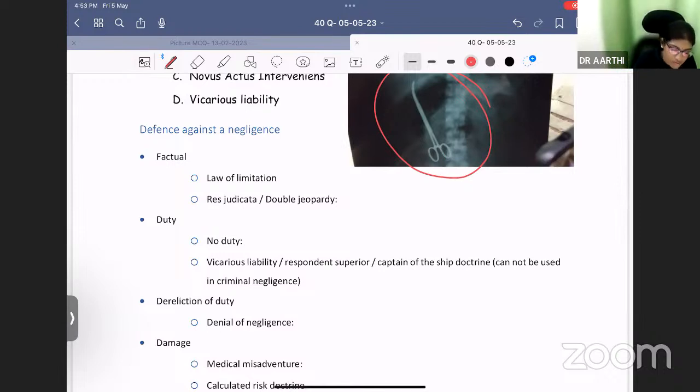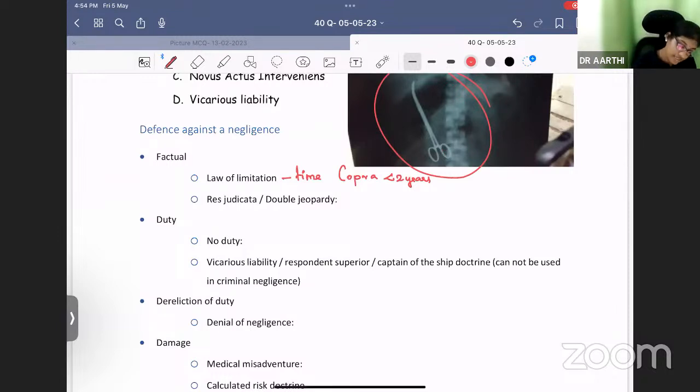Next, law of limitation, the time duration, which in COPRA, the Consumer Protection Act, is only 2 years. If the patient comes to know after some time that there was some negligence, he can wait till 2 years to file the case. But after 2 years, he cannot file the case.